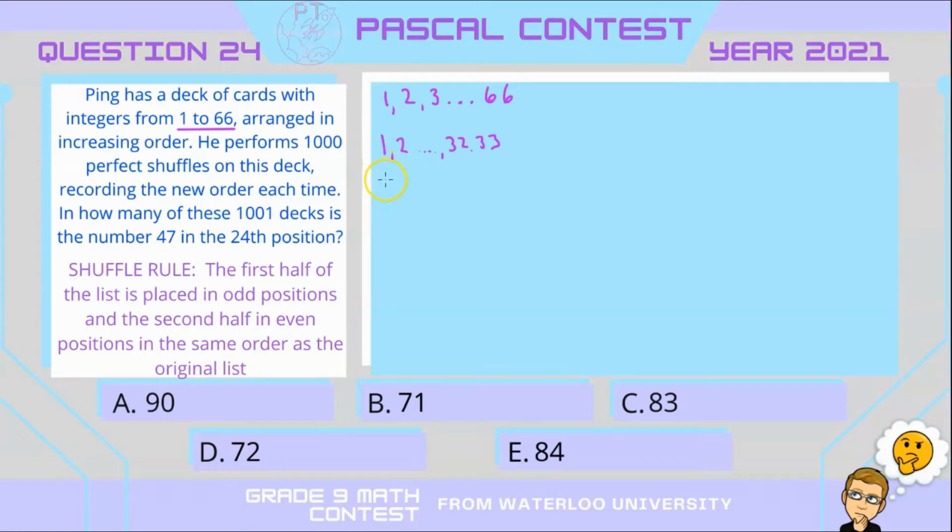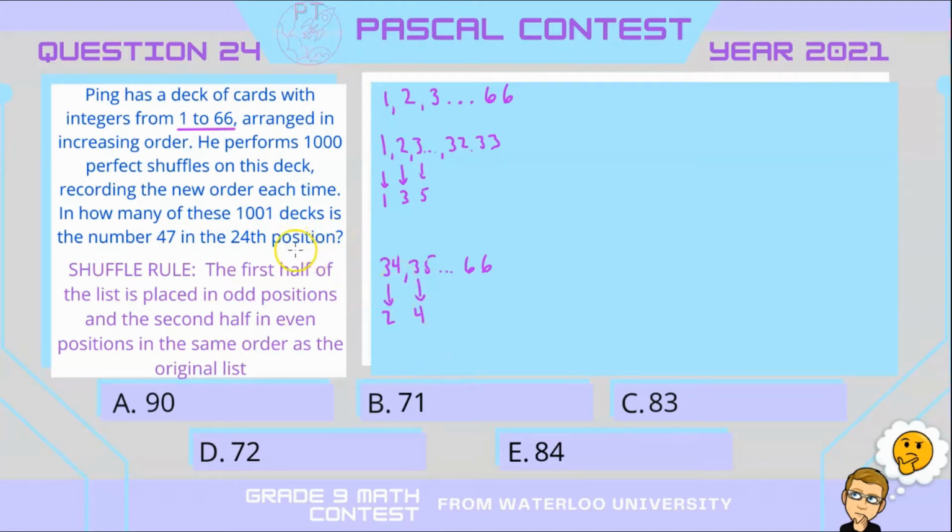So for example, 1, well, that would stay as 1. But the number 2 would change to the 3rd position. And the number 3 would change to the 5th position, and so on, getting all the odd positions. However, the second half of the deck, so 34, 35, and so on, all the way up to 66, they end up in all the even positions. So 34 becomes the second card in the deck, 35 becomes the 4th card in the deck, and so on.